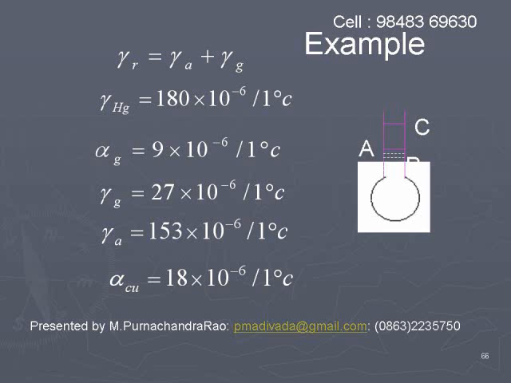Instead of a glass vessel, if you take a copper vessel, then its coefficient of linear expansion is 18 into 10 to the power of minus 6. So, cubical expansion will be 54 into 10 to the power of minus 6, and using this value, if you calculate the apparent expansion, you will get it as 126 into 10 to the power of minus 6 per degree centigrade. That means, the coefficient of real expansion is constant, but the coefficient of apparent expansion depends on the container.